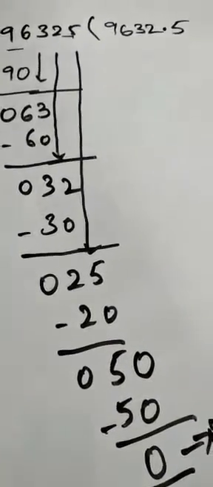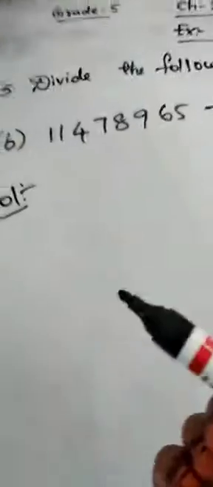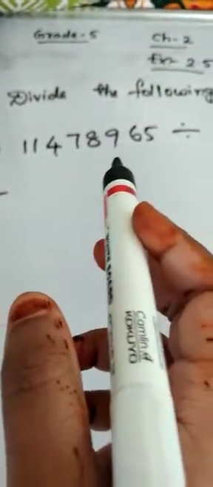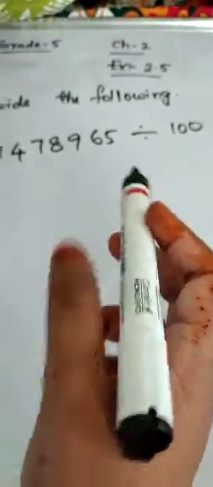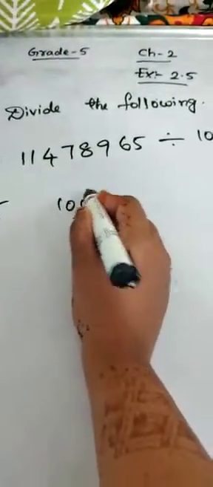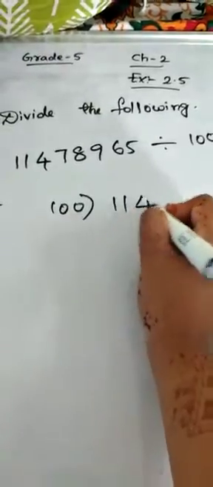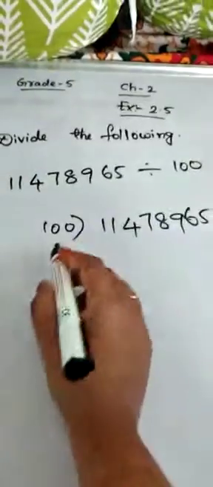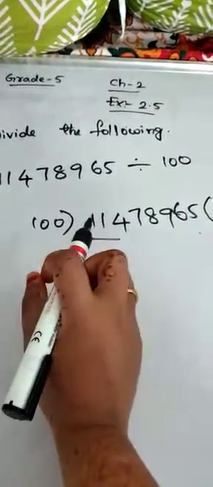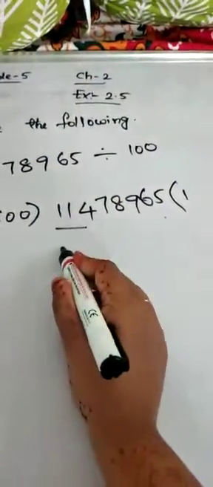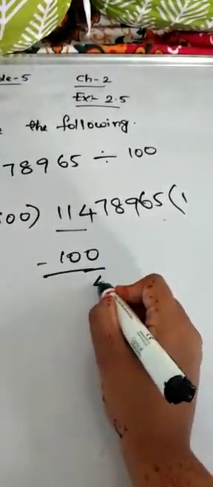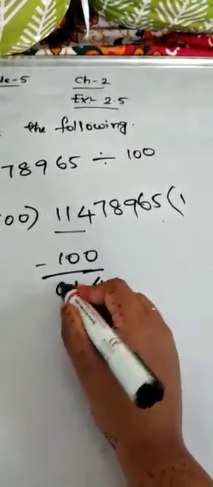What is the second one? We will do one more. This is our second problem: 1 crore 14 lakh 78,965 divided by 100. Let us start. So we should take three numbers. 100 ones are 100. You have to do subtraction. 4 minus 0 is 4, 1 minus 0 is 1, 1 minus 1 is 0.